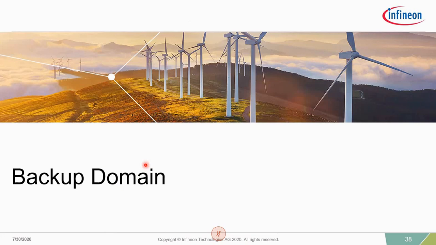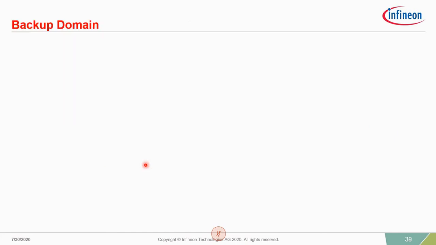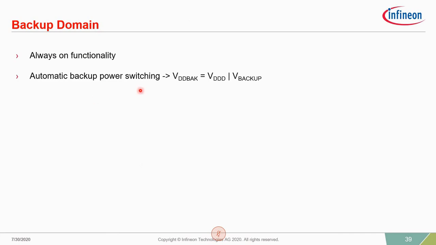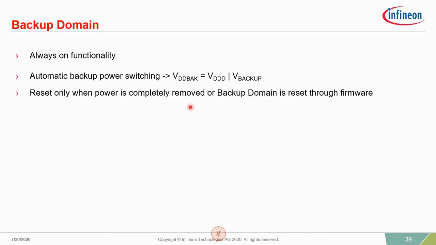The backup domain is not a power mode. It is a separate power domain with its own power supply, which can be active during any of the power modes. The backup domain provides an always-on functionality for your PSOC 6 device, and it has the capability of automatically switching between VDDD or VBackup. Whenever VDDD is available, the backup domain is powered through VDDD. The backup domain is reset only when the power is completely removed, that is when VDDD and VBackup are removed, or it is reset through firmware.